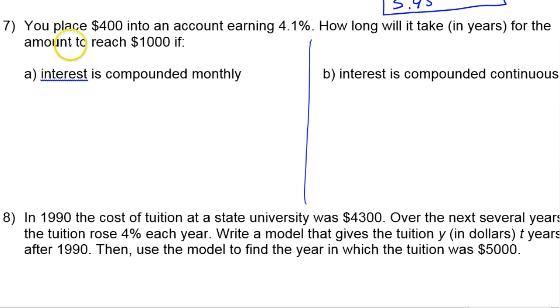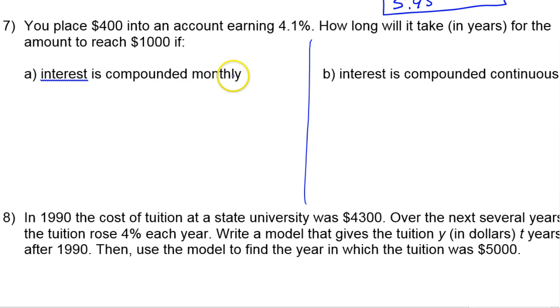So looking at number 7, we have 2 different situations we need to compare. You place $400 into an account that's earning this much interest rate. How long will it take for the amount to reach $1,000? We're going to do it for compounded monthly versus compounded continuously.